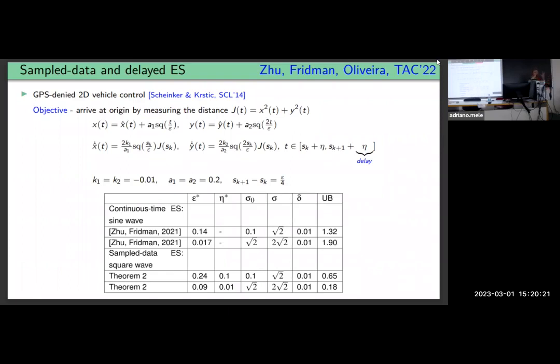So we want to reach some target, but we have no GPS, and we don't want to have GPS, otherwise probably our enemy can identify us. What can be done? But we have measurements of the distance to our target. What can be done?